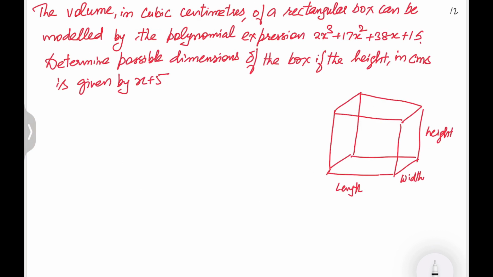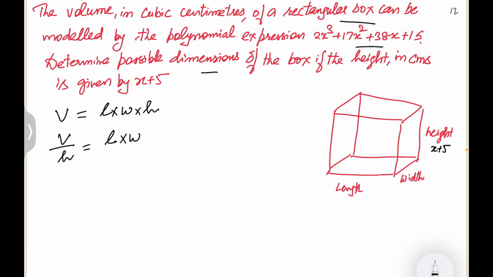Next question, we have a word problem. The volume in cubic centimeters of a rectangular box can be modeled by this polynomial. Determine the possible dimensions of the box if the height in centimeters is given by x plus 5. We know the volume of a rectangular box is length times width times height, and here we are given the equation of volume as well as the height. The other dimensions can be calculated if we divide volume by height. So let's do the division.